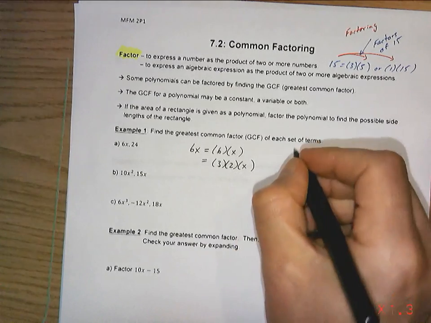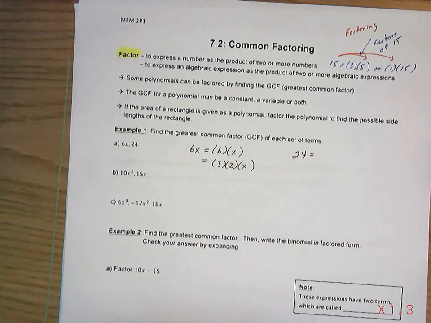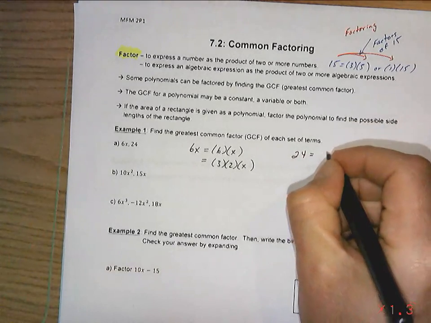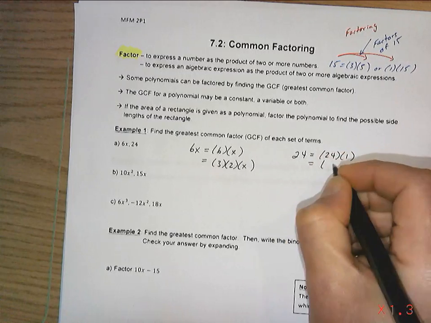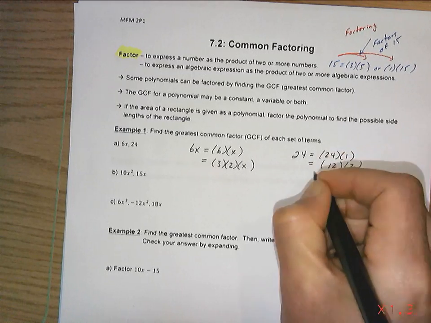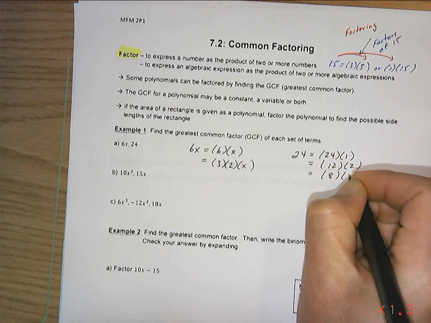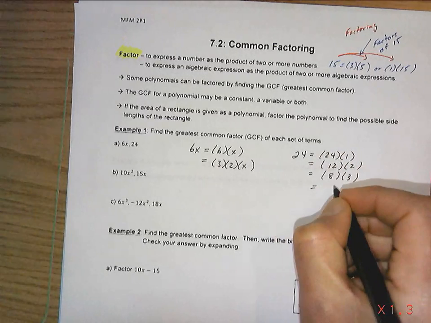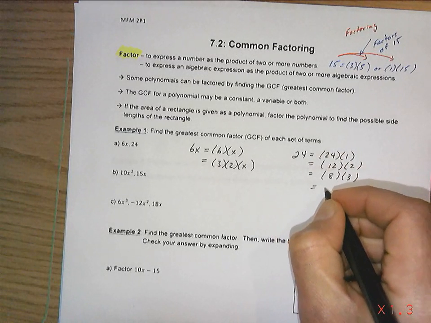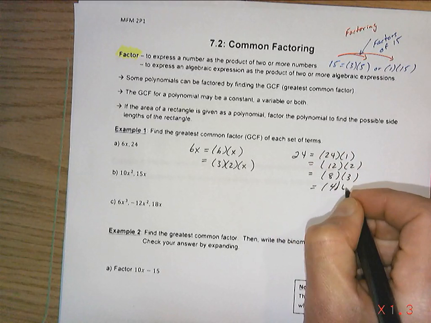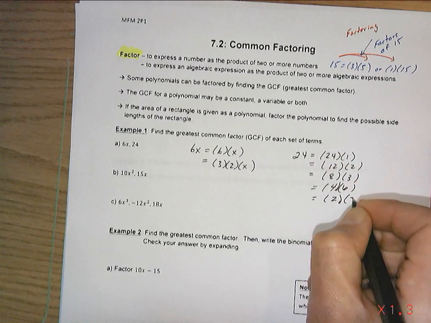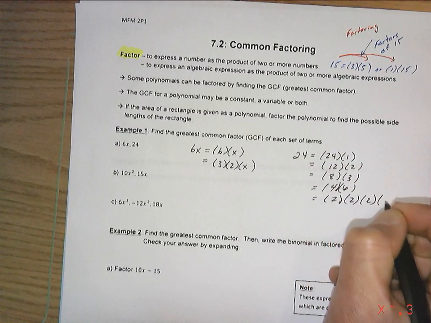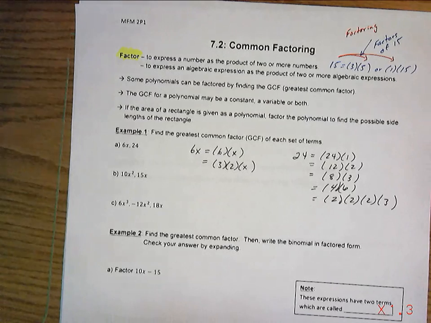Let's think about 24 for a minute. 24 could be, I don't know, how about 24 times 1? How about 12 times 2? How about 8 times 3? How about 4 times 6? And how about 2 times 2 times 2 times 3? So those are all factors that'll give me 24.